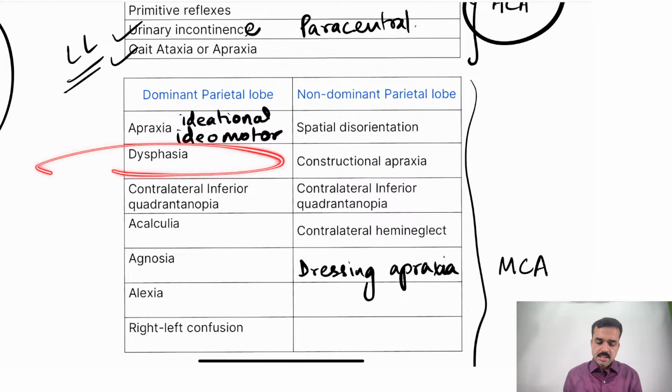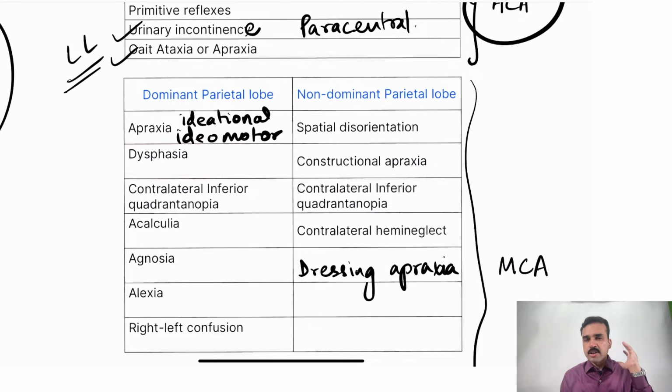Dysphasias may be seen. Parietal lobe is where the arcuate fasciculus is, so conduction aphasias may be seen because of dominant parietal lobe lesions. Dominant is decided by language function, where is the language. Contralateral inferior quadrantanopia is common to both dominant and non-dominant. Acalculia, and these four we discussed are Gerstmann syndrome. Gerstmann syndrome is a dominant angular gyrus lesion, which is in the parietal lobe.